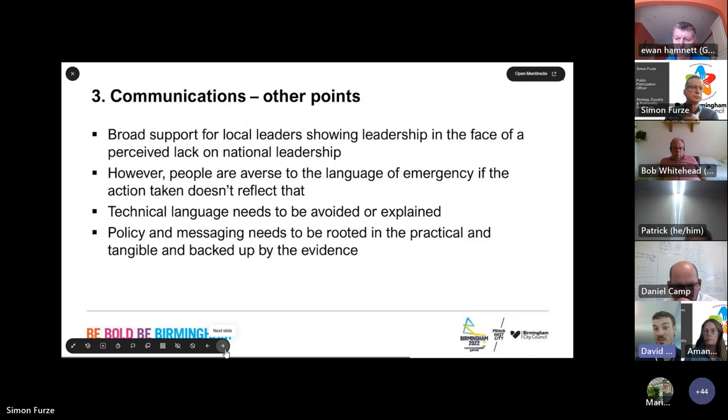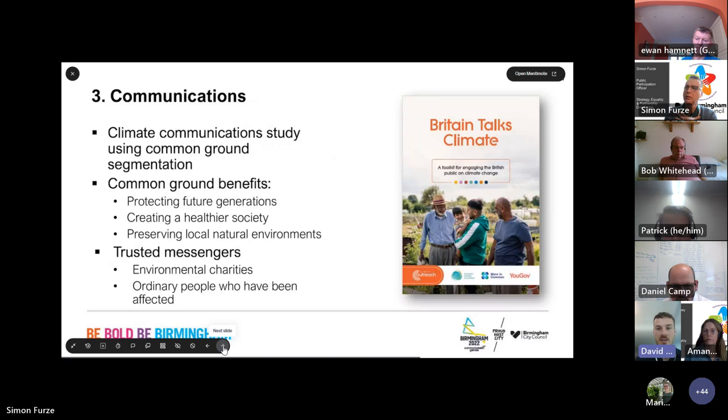And technical language generally needs to be avoided or explained clearly. Policy and messaging needs to be rooted in the practical and the tangible and backed up by the evidence. It's really that show and tell and that honest communication. I think that's what the research has highlighted.